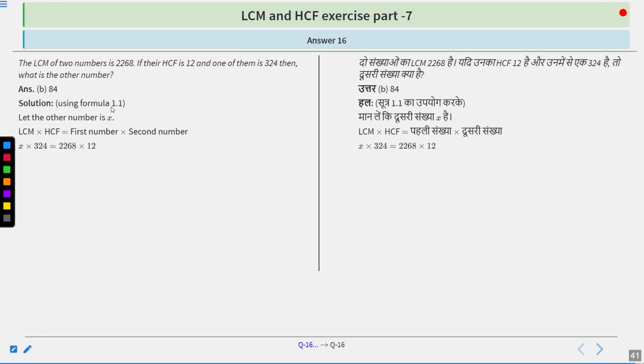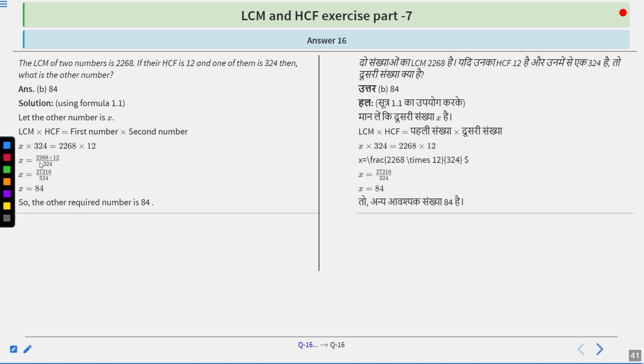Now, using formula 1.1, that is LCM into HCF is equal to first number into second number. So let us suppose the other number is X. Then X into 324 should be equal to LCM, that is 2268, into HCF, that is 12. So the value of X is 2268 into 12 upon 324. 2268 into 12 becomes 27,216 upon 324. On dividing, we get the value of X as 84. That means the other required number is 84. Option number B is the correct answer.